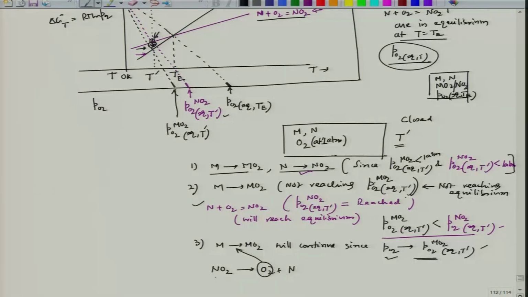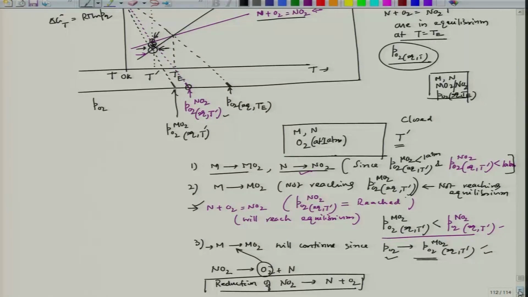Fine. So, that means once this particular partial pressure is achieved, this reaction reaches equilibrium. In order to reach this partial pressure, we need more oxygen, and that more oxygen will be provided by the reduction of NO2 to N and O2. So, this process will start happening. Finally, it will reach this particular location.